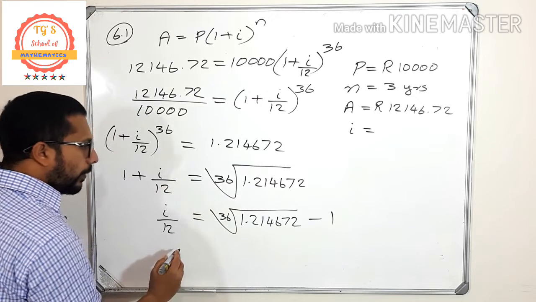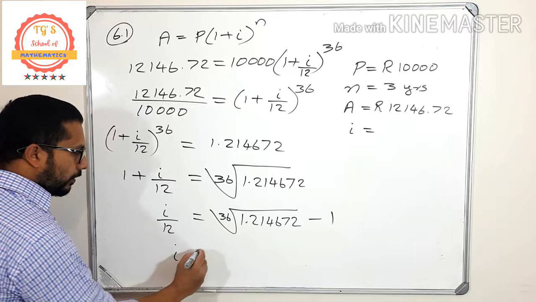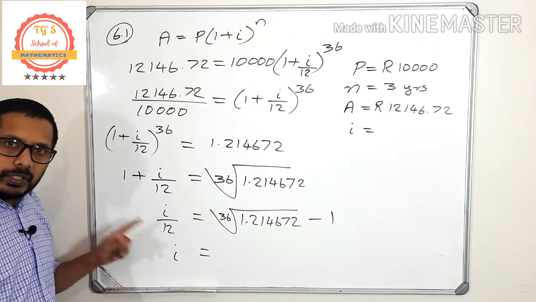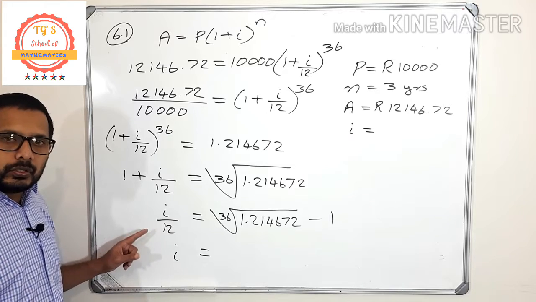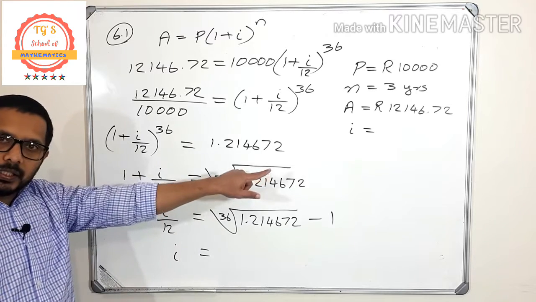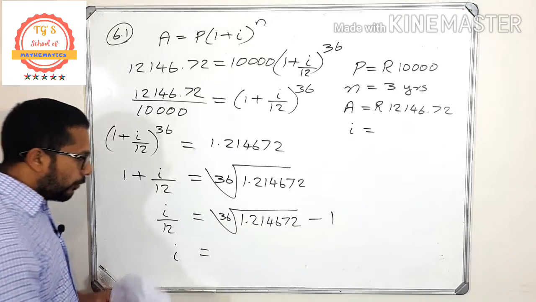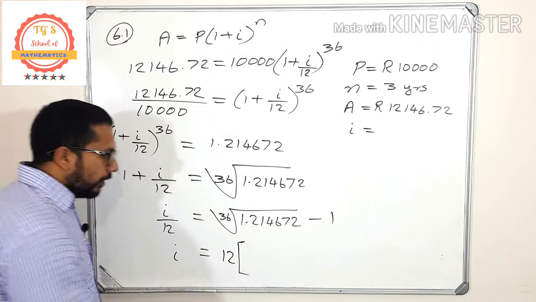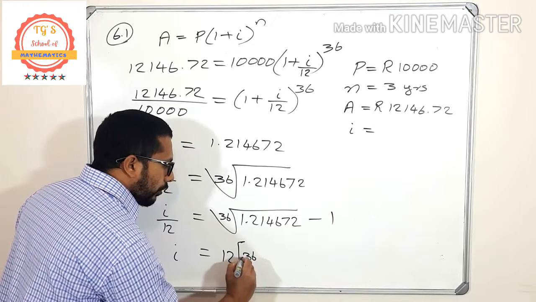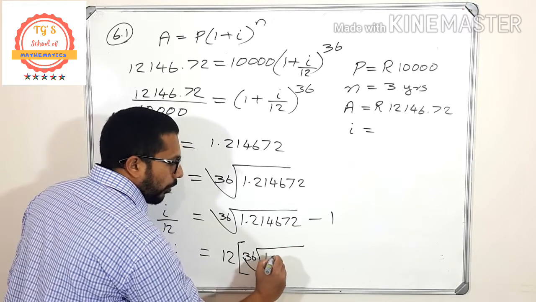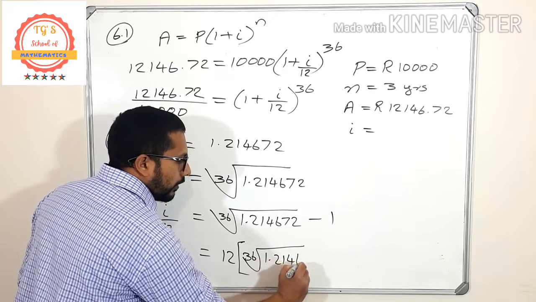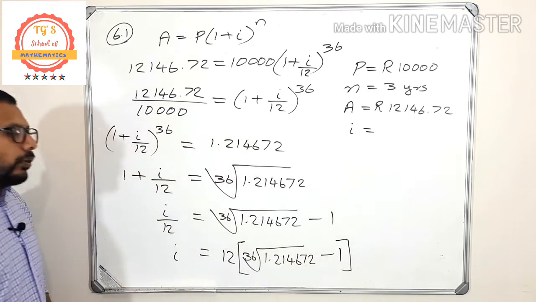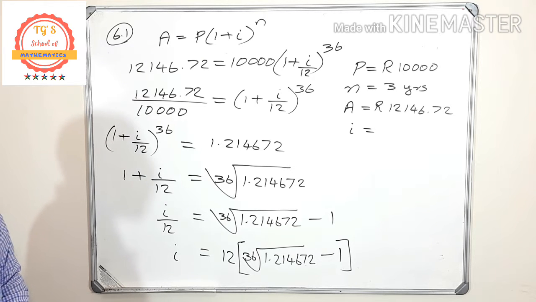Okay, so from here, what is the value of I? Now I divided by 12, here 12 is in the denominator, or division. So if I want to take this one to the other side, it is multiplication. So look at what I am going to write: 12 times, I put it in brackets, the 36th root of 1.214672 minus 1. So take your calculator and try to find the answer of this one.